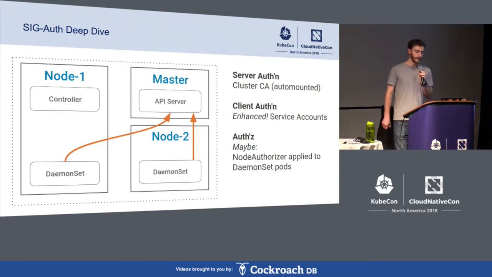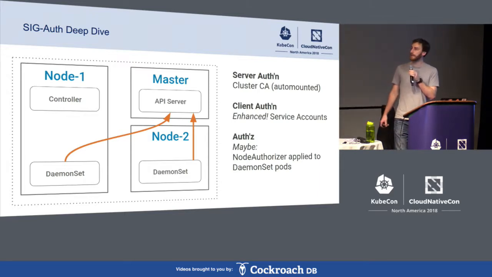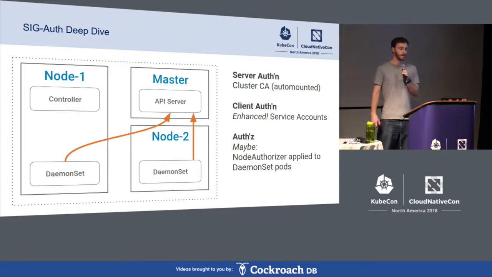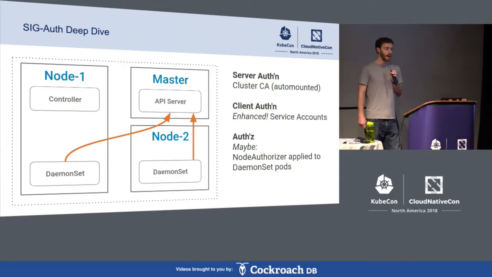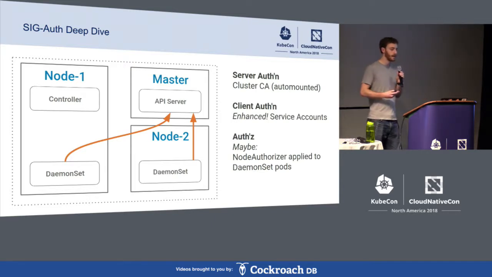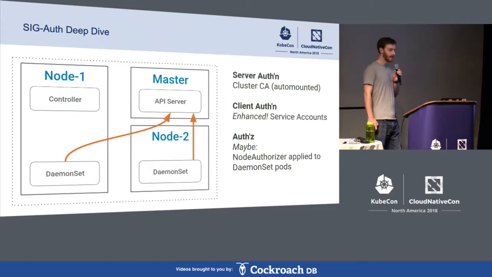So now going in the other direction, the authentication here is mostly solved, again, using the cluster CA to validate the server, service accounts with per pod identity for the daemon set pods. And then for the authorization piece, we've discussed maybe using the node authorizer and extending that to apply to daemon sets by checking where that pod is running. Again, sort of an open question how to do this.